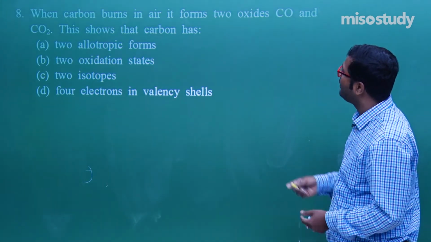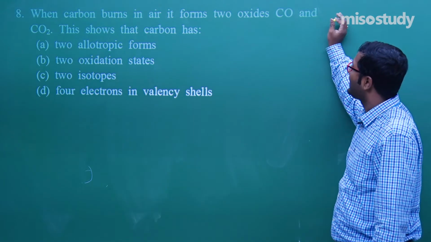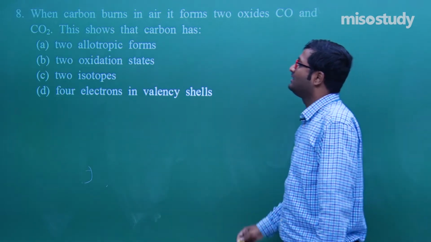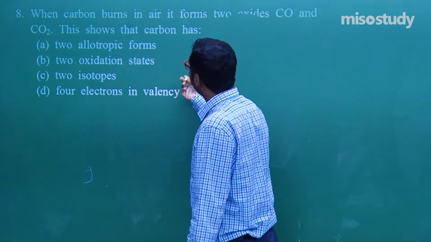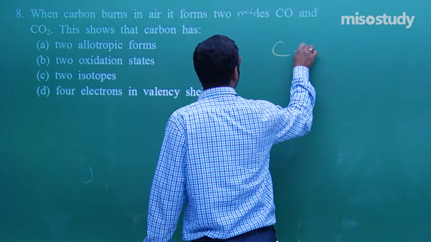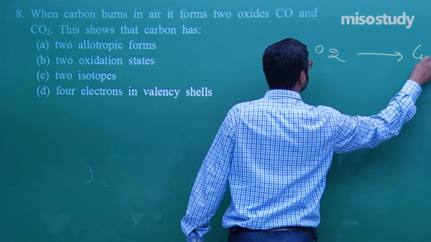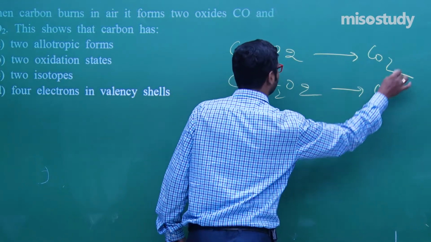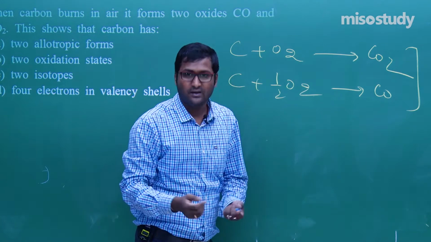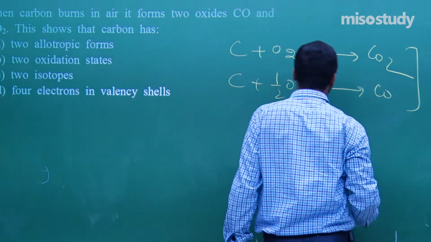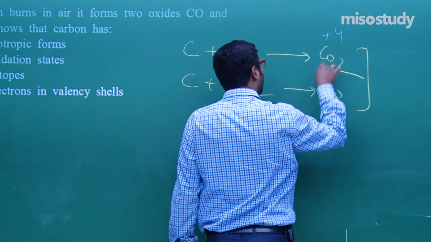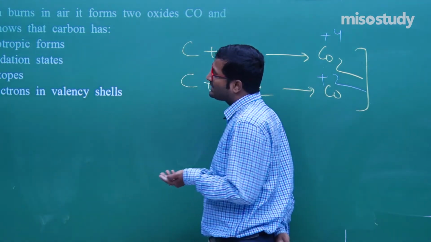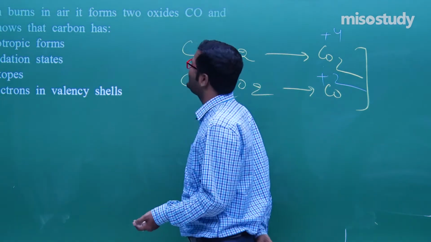Now, when carbon burns in air, it forms 2 oxides, carbon monoxide and carbon dioxide. This shows that carbon has, it's very simple, carbon burns in air. One time it forms CO2, and next time it forms carbon monoxide. This shows that carbon has different oxidation states. In this case, what is the oxidation state of carbon? So plus 4. What is the oxidation state of carbon here? It is plus 2.